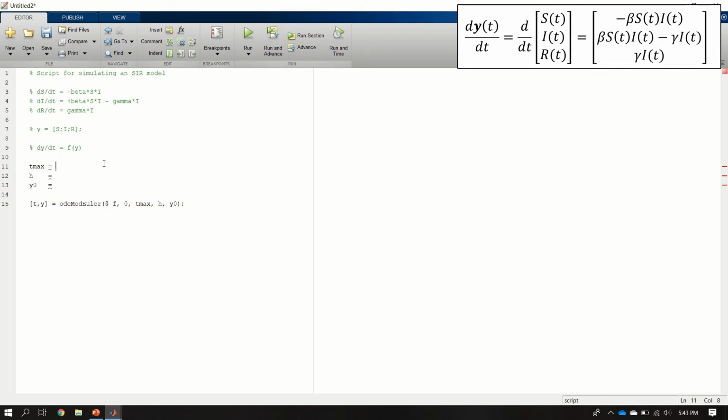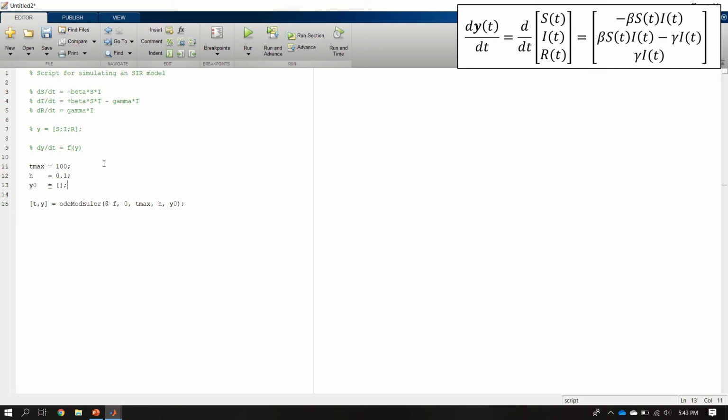Okay, let's just put some values in there. Let's say that we want to simulate for 100 time units, where that time unit can be interpreted as days. Let's use a time step of 1/10 of a day, so that's about 3 hours. And let's make an initial condition.